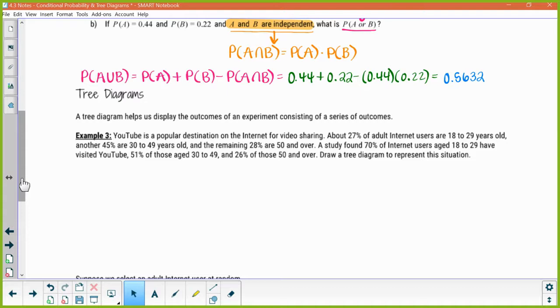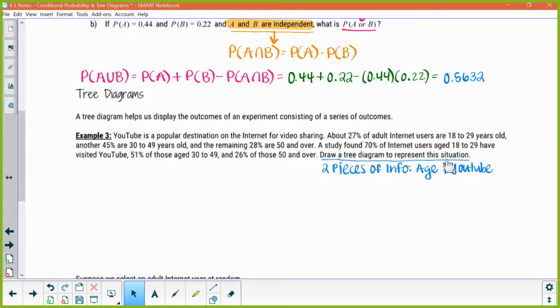So, example 3. YouTube is a popular destination on the internet for video sharing. About 27% of adult internet users are 18 to 29 years old, another 45% are 30 to 49, and the remaining 28% are 50 and over. A study found 70% of internet users aged 18 to 29 have visited YouTube, 51% aged 30 to 49, and 26% of those 50 and over. Draw a tree diagram to represent this situation.